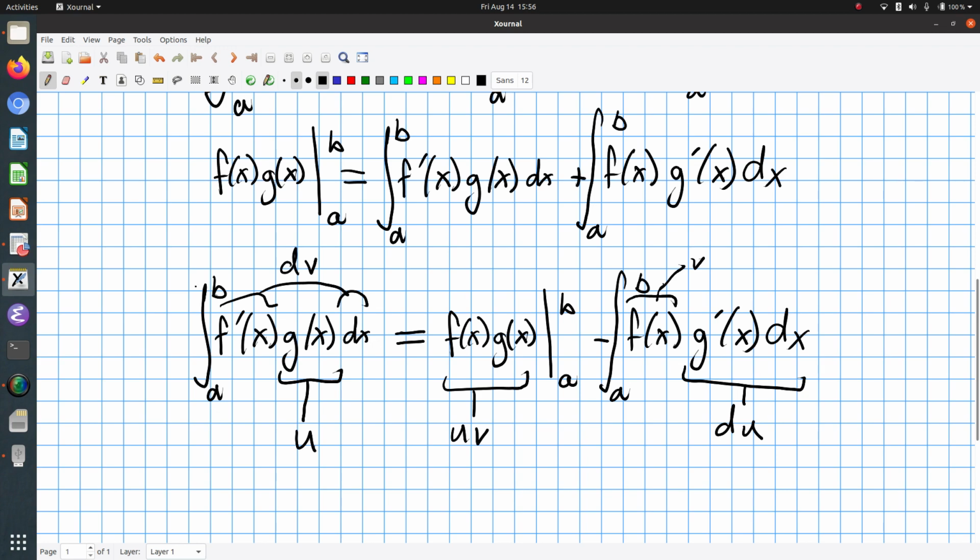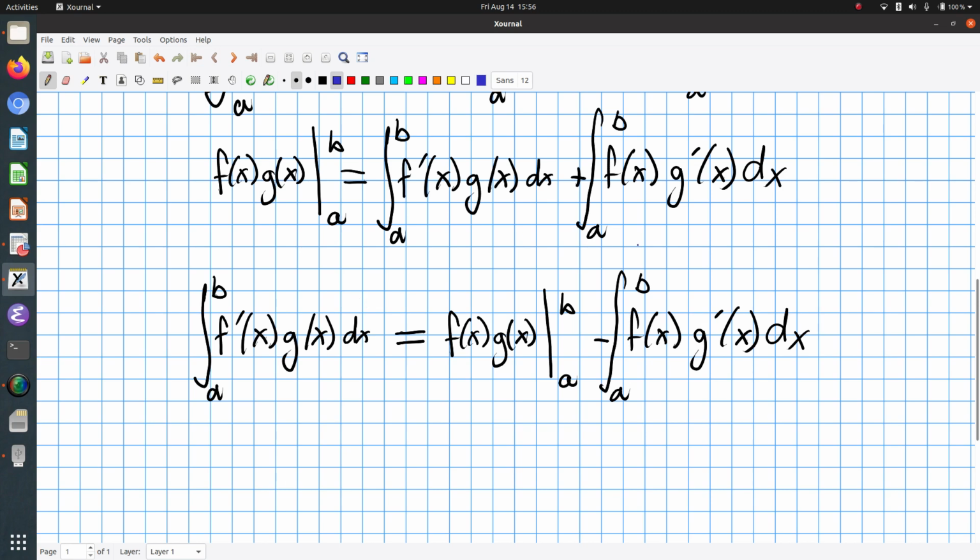But the thing to realize is essentially what I've done is I've moved the derivative from the f onto the g. The cost of doing that is some terms that involve the endpoints and an extra minus sign. But this is the form, and so I think it is definitely worth doing an example.